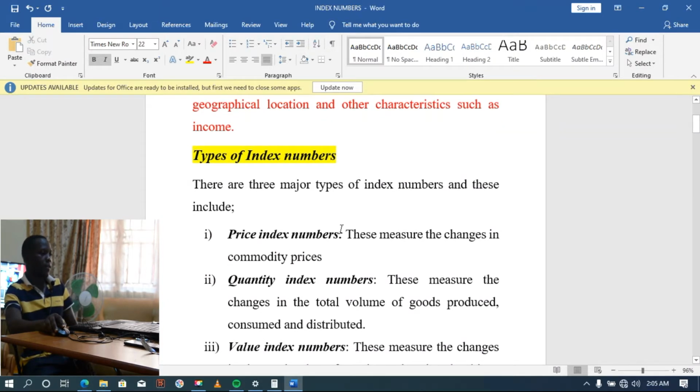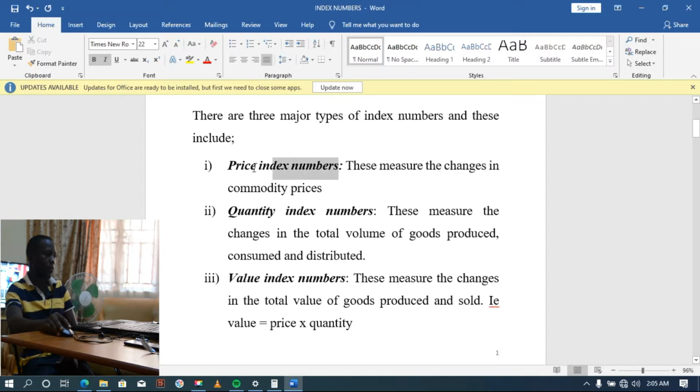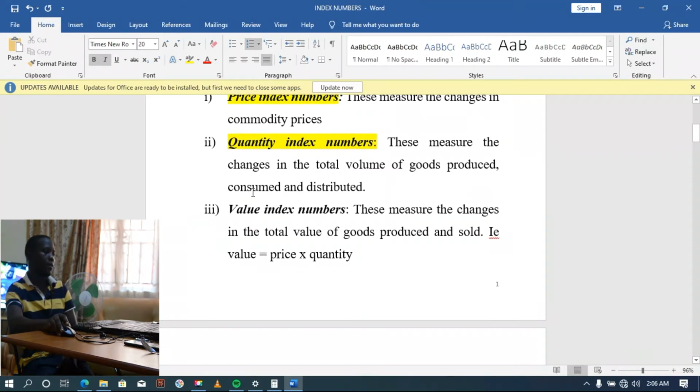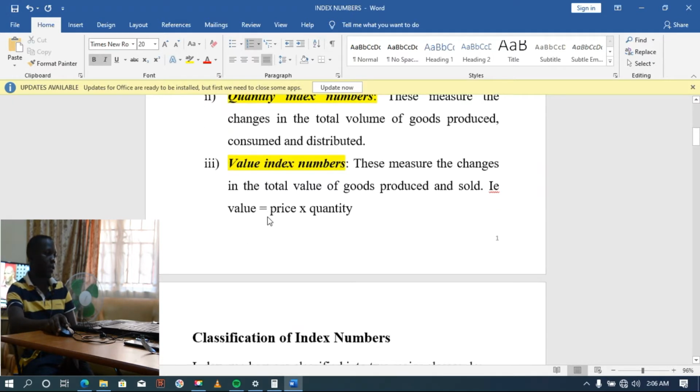There are three major types of index numbers. We have price index numbers. Price index relatives basically look at the changes in commodity prices. And then the other one is quantity index numbers. Quantity index numbers look at the changes in commodity quantities, basically the quantity demanded of a commodity in one year or period against the quantity demanded in another period, that is the current year as well as the base year. And then we have another type, and that is value index numbers.